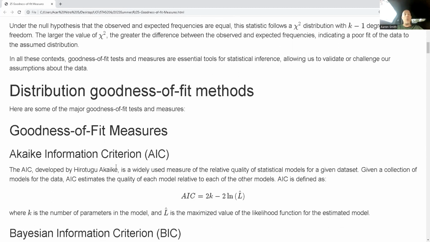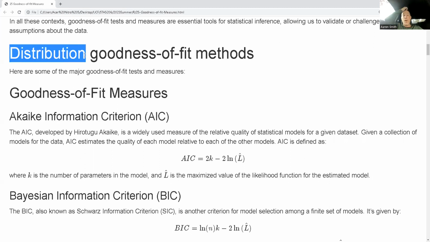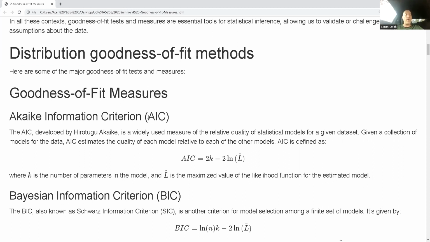All right, so now let's go a little bit deeper into the distributions' goodness of fit. First we're going to talk about the measures, then we'll talk about the hypothesis tests. So we have AIC, Akaike's information criterion. Here we have 2 times the number of parameters minus 2 times the log of the likelihood. And here, what's going on is I want a lesser value. A lesser value means a better fit.